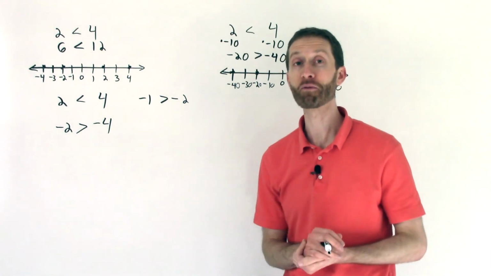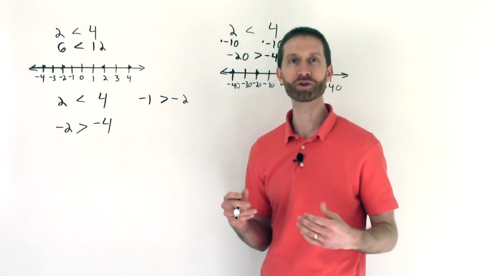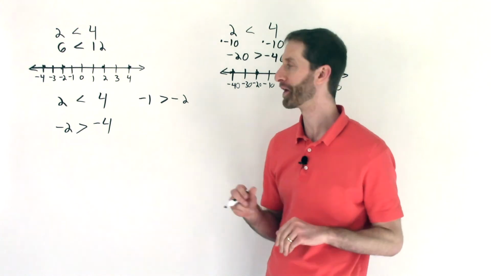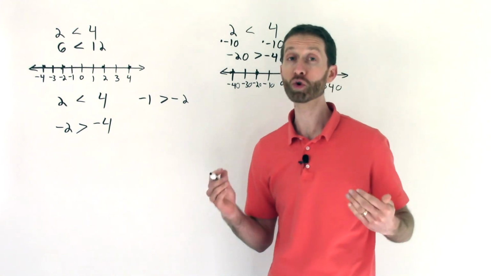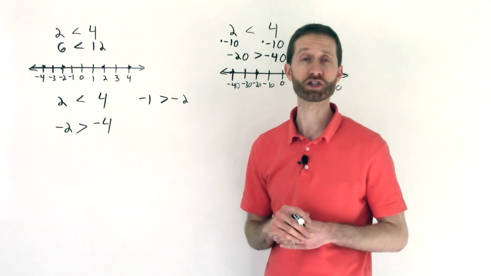So I hope that was helpful for you. I think it's more than just a rule. You need to understand the closeness to 0 and why it is that we switch signs when we multiply or divide by a negative, and then the rule will stick and be a lot more than just straight memorization.